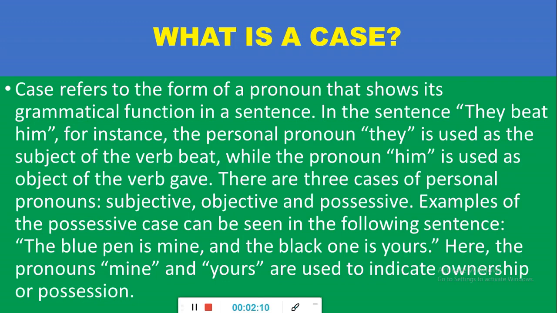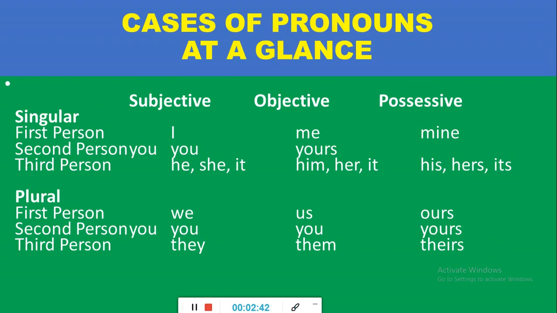So we have 3 cases of the pronoun: the subjective case, the objective case, and the possessive case. The subjective case indicates the doer of an action, while the objective case indicates the receiver of an action. The possessive case indicates ownership or possession, or shows who owns what. All right? Now let's look at the cases of pronouns at a glance.